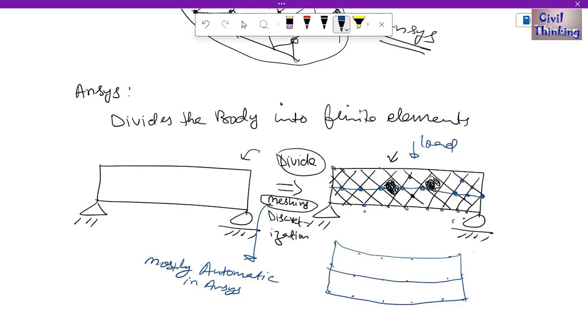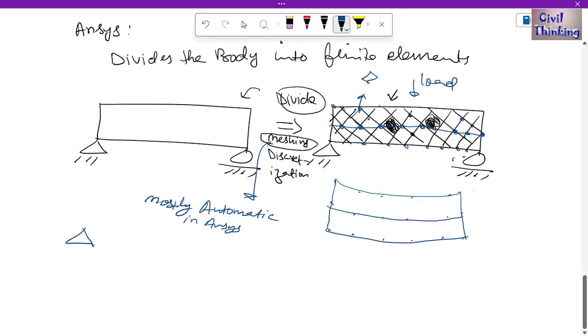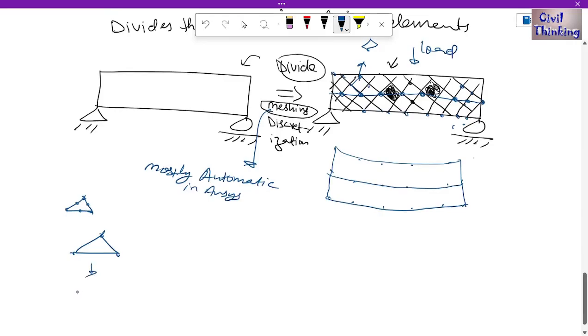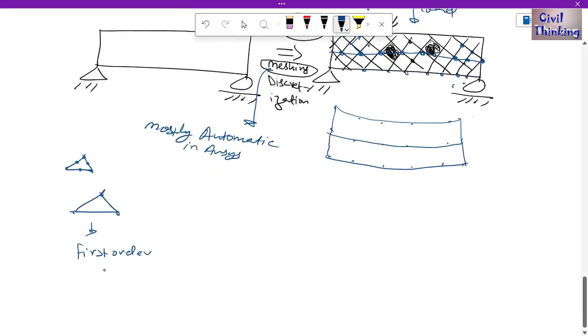Right now if you see, what is the shape of these elements? Quadrilateral, right? Then in some cases the shape can be triangular. Then if we need more accuracy, Ansys will put more nodes. Now this is called first order. This is not important. First order, tri element, plane element. We call this a plane finite element.